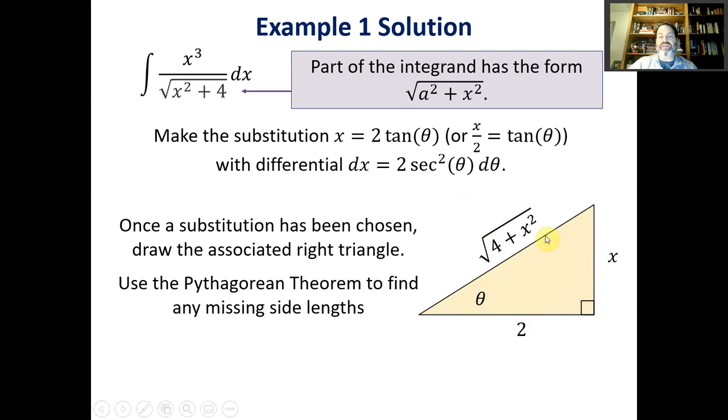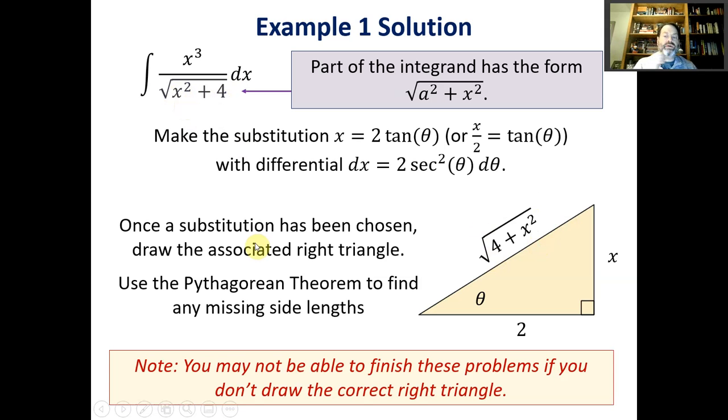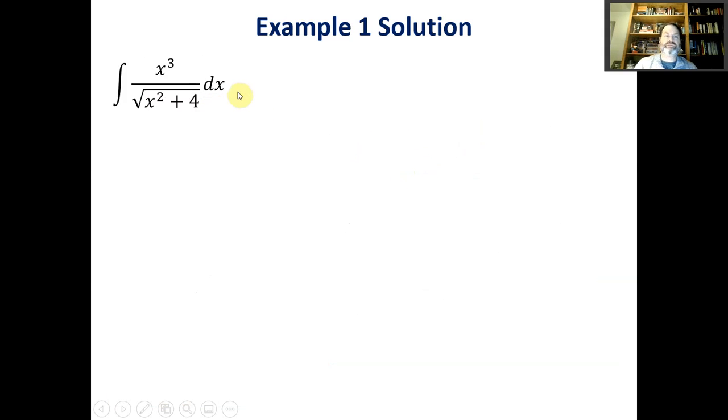So you just use the Pythagorean theorem to finish the triangle. It's no coincidence that the missing side length is exactly the denominator. That pretty much always happens. And make sure that you can draw these triangles. All right, so on the next slide, we're going to plug this expression in for x, and then we're going to plug this expression in for dx.